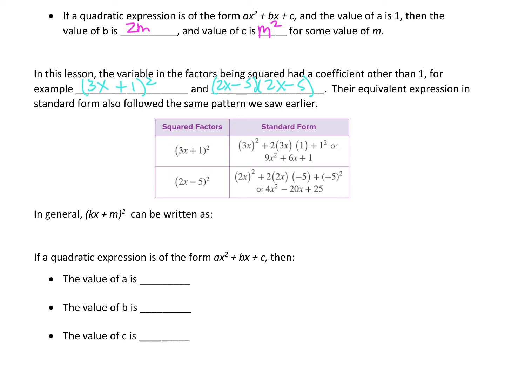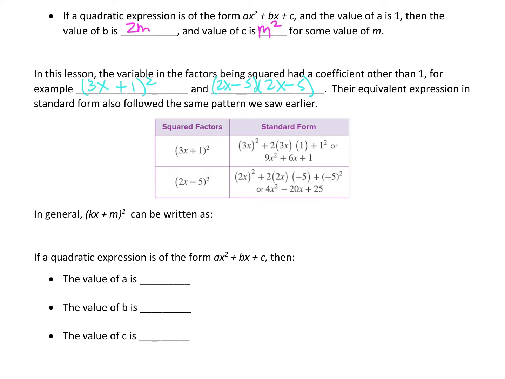So just to look at another example to make sure we're understanding, here we have (2x minus 5) squared. The first term in standard form is squaring the first term in here. 2x squared is 4x squared. The last term is squaring the second term. A negative 5 squared is a positive 25. To get that middle term, you take 2x times negative 5, and then we multiply it by 2. We're getting that negative 20x.